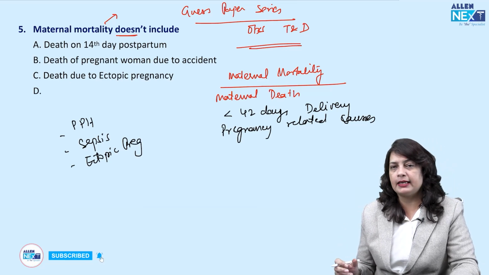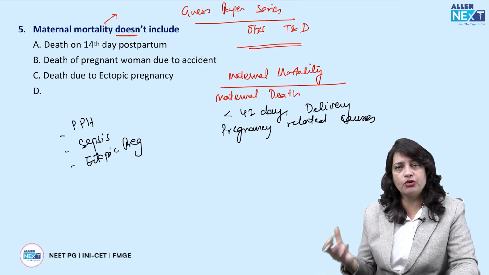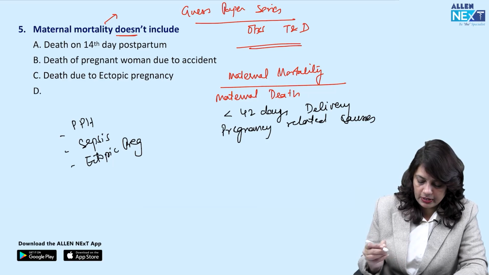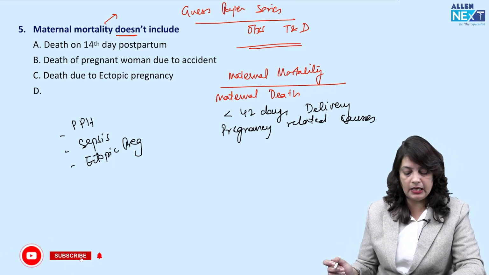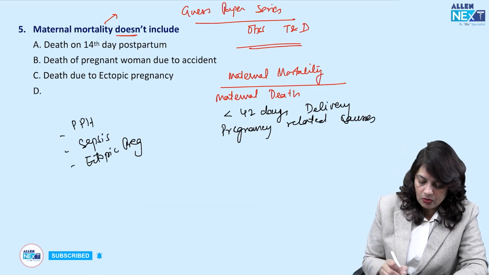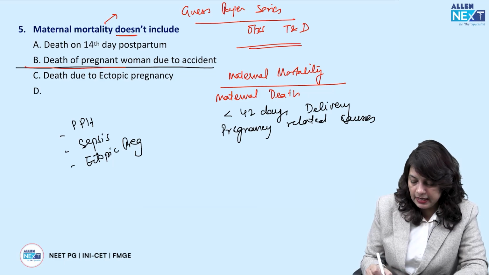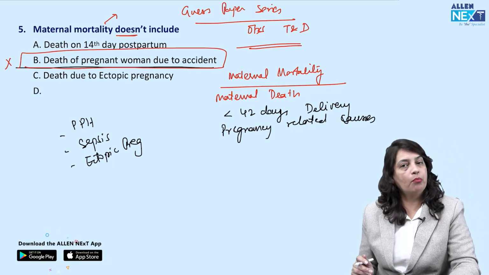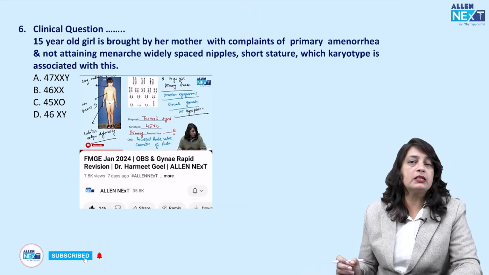The patient is a neglected case. She presented with shock. There was a history of amenorrhea and the patient could not be revived. Again, that comes under maternal mortality. So death occurring on the postpartum 14th day is again included in maternal mortality. Okay, but death of a pregnant woman due to an accident is not maternal mortality. Okay. Next, a clinical question was asked.